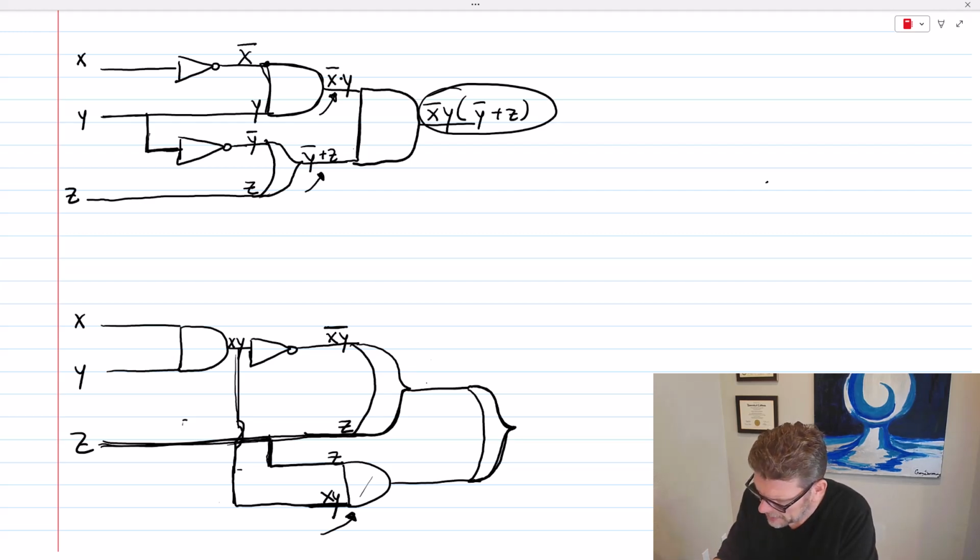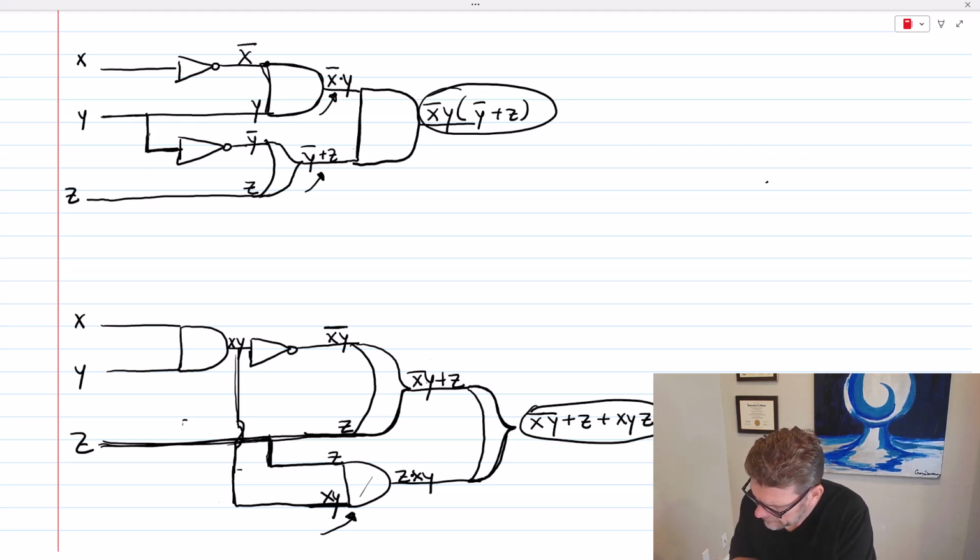Now what I'll do is I'll go to the next set of gates. I have x bar y plus z, because there's an addition there, and then I'm going to have z times xy, or xyz, it's up to you, because they are commutative. So now what this gives me is xy, or xy bar plus z, plus xyz. And that is the Boolean function.